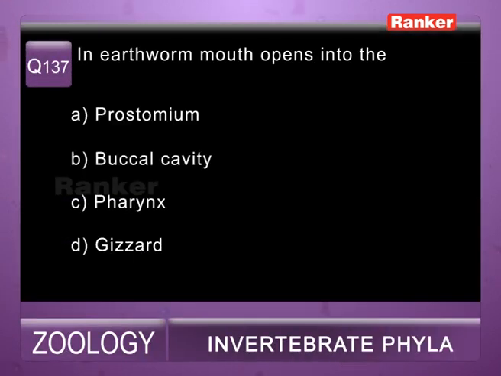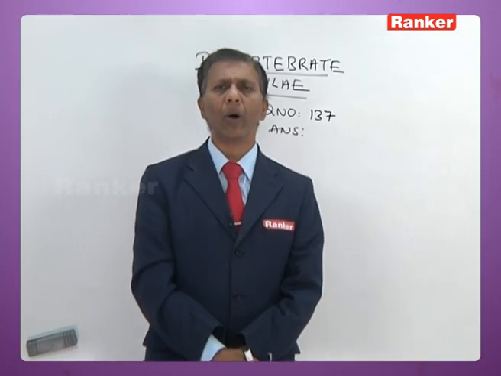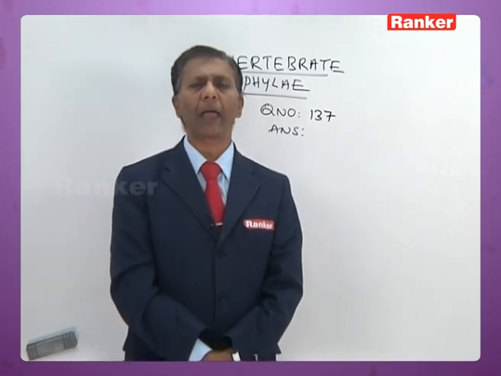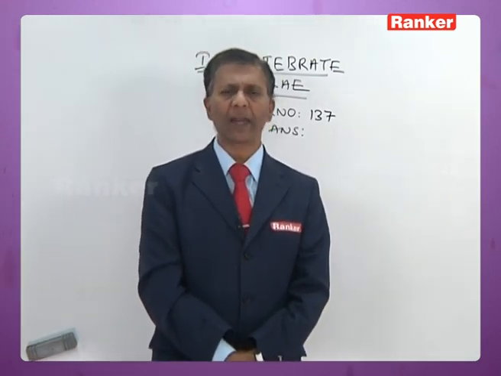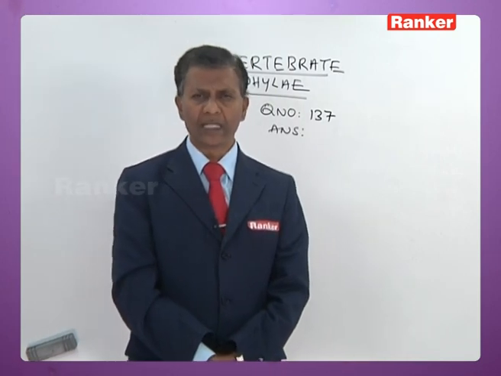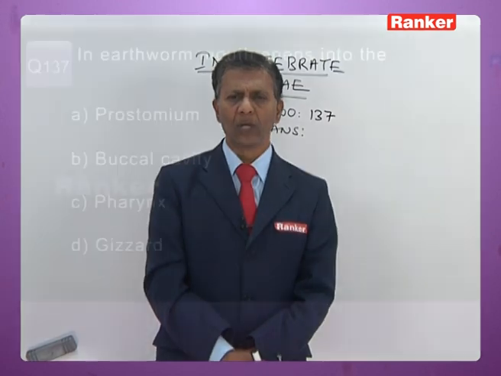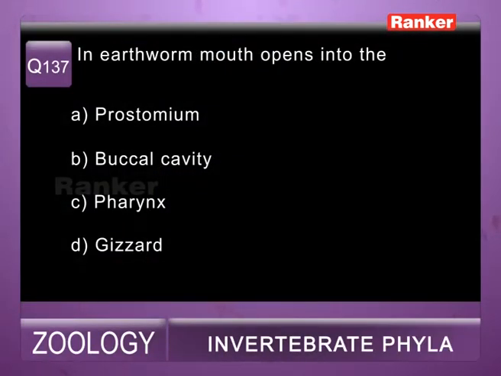137 question: in earthworm mouth opens into A, prostomium, B, buccal cavity, C, pharynx, D, gizzard. In earthworm, mouth lies below prostomium and opens into buccal cavity. Buccal cavity is followed by pharynx, pharynx is followed by gizzard, gizzard is followed by esophagus, then stomach and intestine. So 137 question, correct answer is B, buccal cavity.